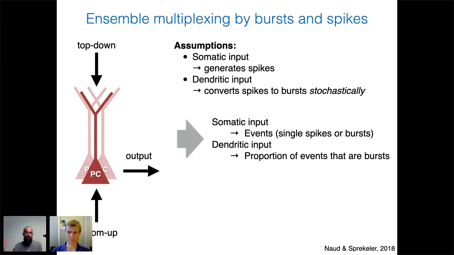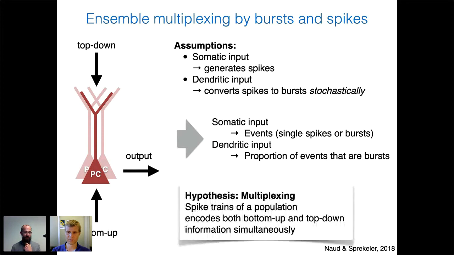Spikes that for some reason have been turned into bursts by dendritic input, I'll call events. And then the dendritic input is basically the proportion of events that are turned into bursts. So that's basically the assumption that you can turn spikes into bursts stochastically. If that's the case, then if I look at the spike trains of that population, I could try to find out what the somatic input and what the dendritic input was, just looking at the number of events and the burst probability, or proportion of events that are actually bursts.